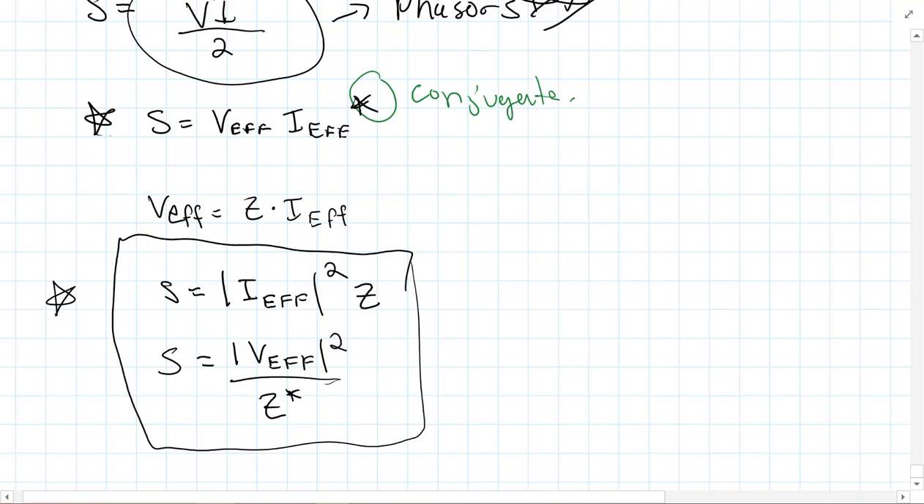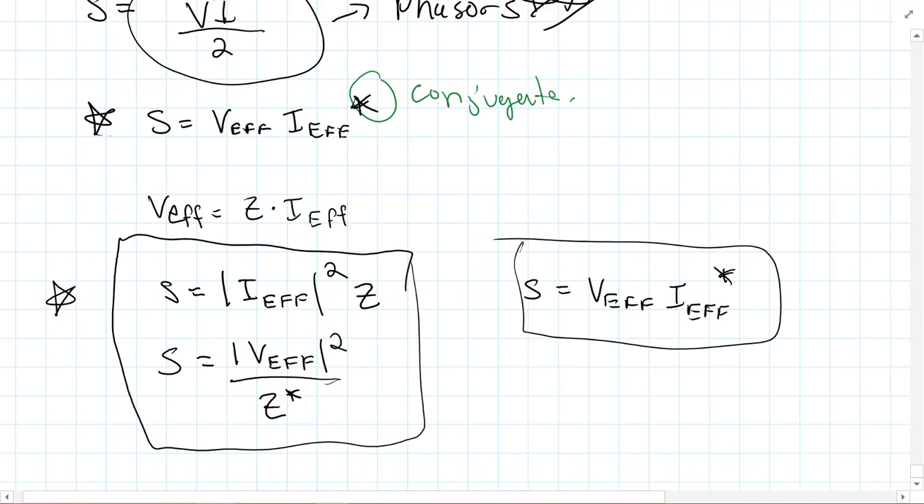So these are two useful equations, and then the other useful equation is V effective times I effective conjugate. I'm losing track of my thoughts here. So these three equations are important. Now you also have to remember, if you don't have effectives, to be able to convert them, the V times I over 2.